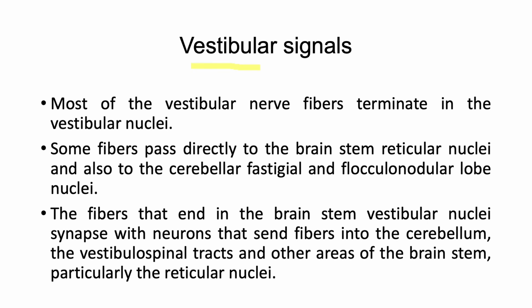So vestibular signals are sent through the vestibular nerves, mainly to the vestibular nuclei. They can also go directly to the reticular nuclei, to the cerebellar fastigial nuclei and the folliculonodular lobe. Now, the fibers that end in the vestibular nuclei will also send fibers to the cerebellum, the brainstem reticular nuclei, and down through the vestibulospinal tracts.